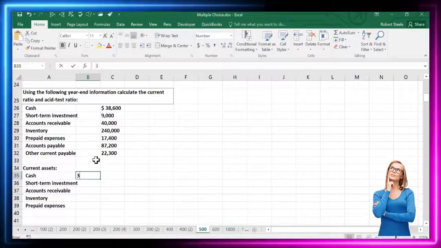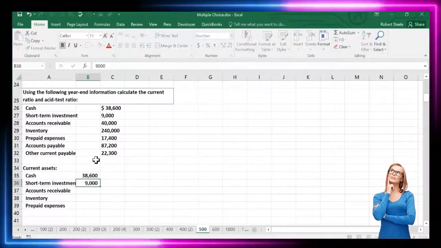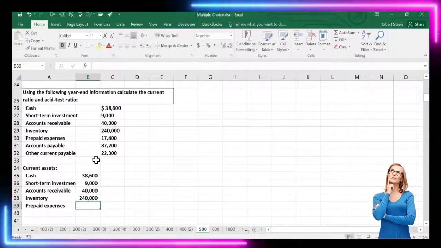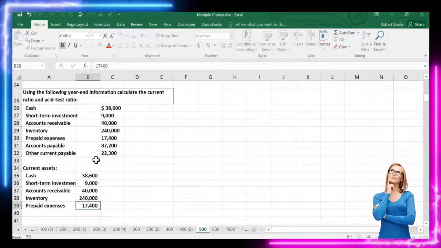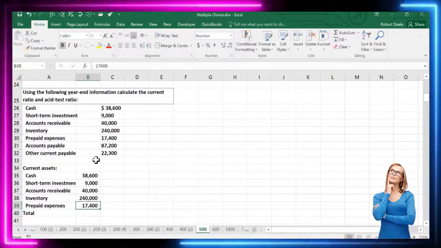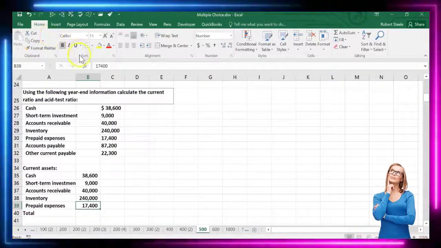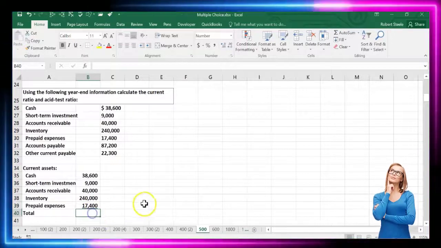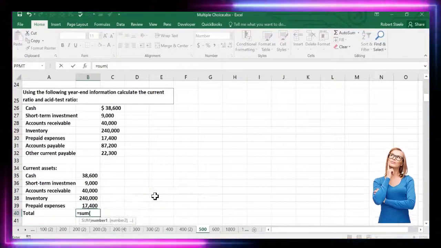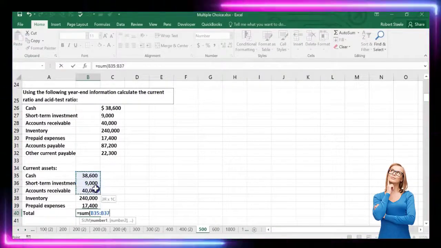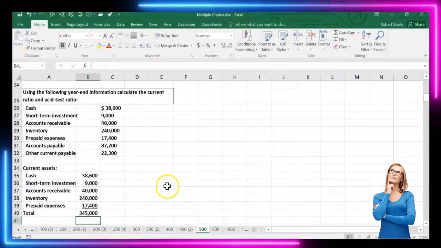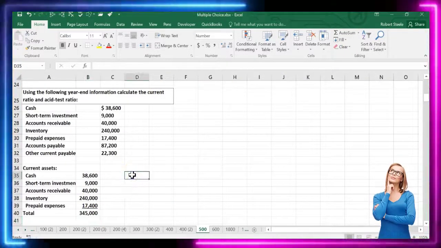I'm gonna bring those numbers down: 38,6, 9,000, 40,000, and 24. All right, and 17,4. And so the total then would be here. Gonna go and sum that up. I'm gonna underline, home tab, font group, and underline. And just add those numbers up, the sum equals the sum of this plus this plus this plus this plus this, giving current assets of 345. Now let's do current liabilities.